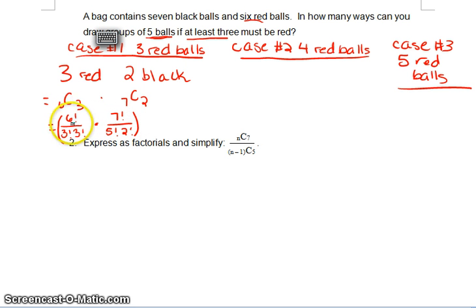So 6 factorial, divide that by 3 factorial times 3 factorial. That one there we should get 20. And then we have 7 factorial, divide that by 5 factorial times 2 factorial, and we should get 21 for that one. So you guys can put that into your calculators there.